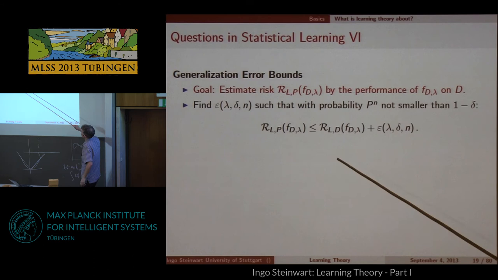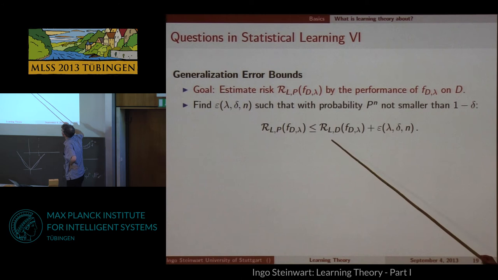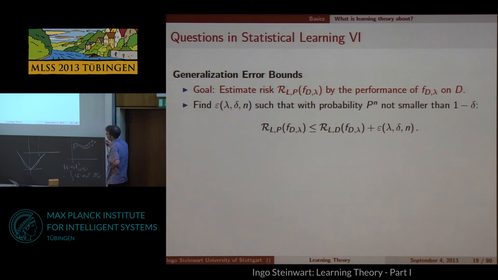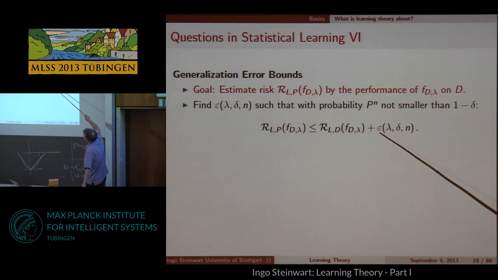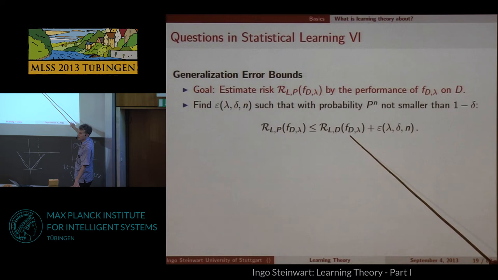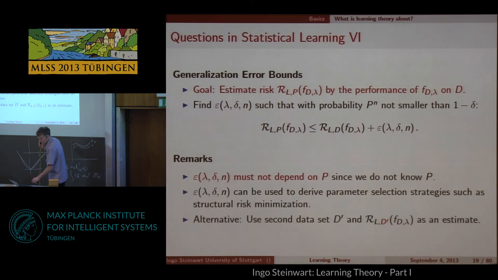Namely, we want to find an estimate, epsilon, such that the true risk of our predictor can be bounded by the empirical risk on the data set plus some error term, epsilon. And the question here is that we want to find an estimate which is independent of P, so that we can get a certain guarantee of how well we will do in the future, considering our performance in the past. And in order to get that, we need, of course, something independent of P, because we don't know P. So there are plenty of results in this direction.